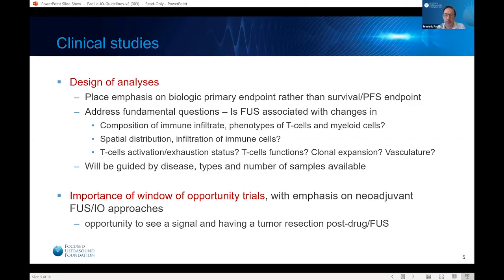We would like also to emphasize, and this is something we discussed already during this workshop, the importance of windows of opportunity trials with an emphasis on neoadjuvant approaches, which will be a great opportunity to see a signal before resection.